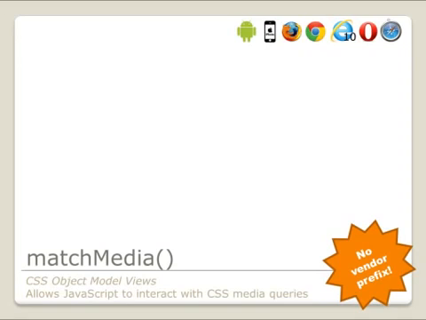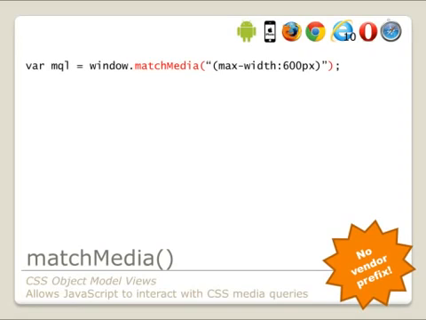That's really great for layout and UI, but JavaScript sometimes has to adapt as well, and that's what match media allows you to do. You can call match media on the window object and pass in a CSS media query just like you would use in a CSS file. What you get back is a media query list object. It's not a Boolean. It's an object that allows you to interact with that media query.